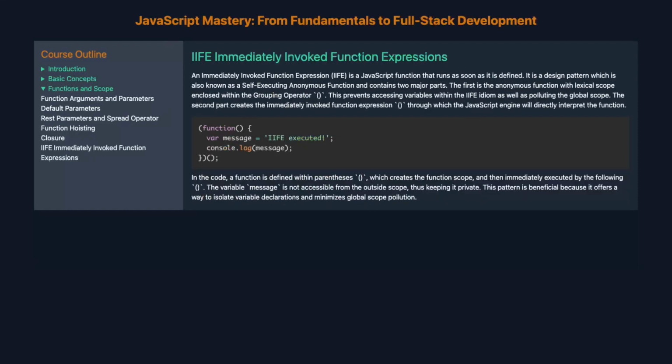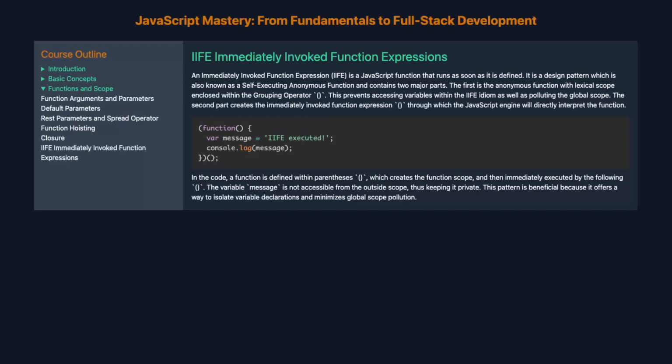IIFE, immediately invoked function expressions. An immediately invoked function expression, IIFE, is a JavaScript function that runs as soon as it is defined. It is a design pattern, which is also known as a self-executing anonymous function, and contains two major parts. The first is the anonymous function with lexical scope enclosed within the grouping operator. This prevents accessing variables within the IIFE idiom, as well as polluting the global scope. The second part creates the immediately invoked function expression, through which the JavaScript engine will directly interpret the function.